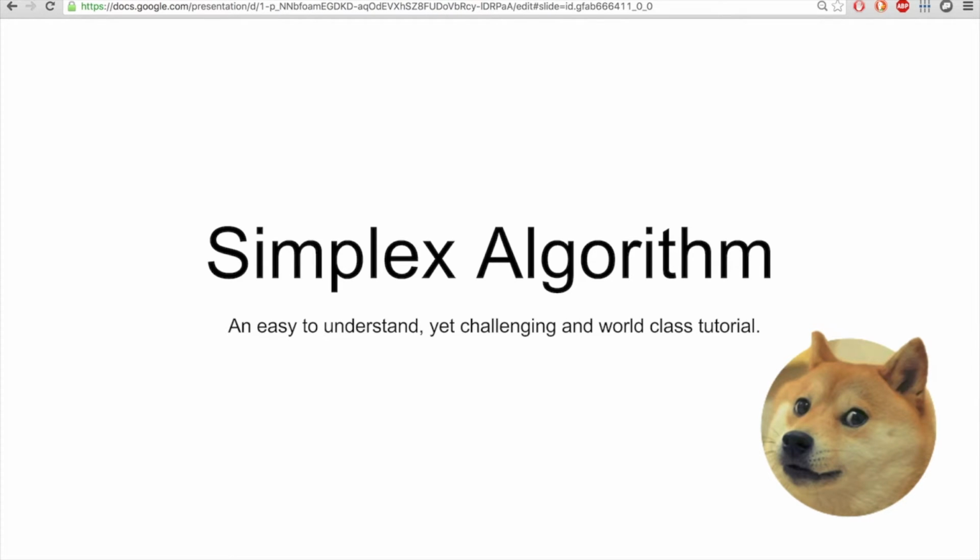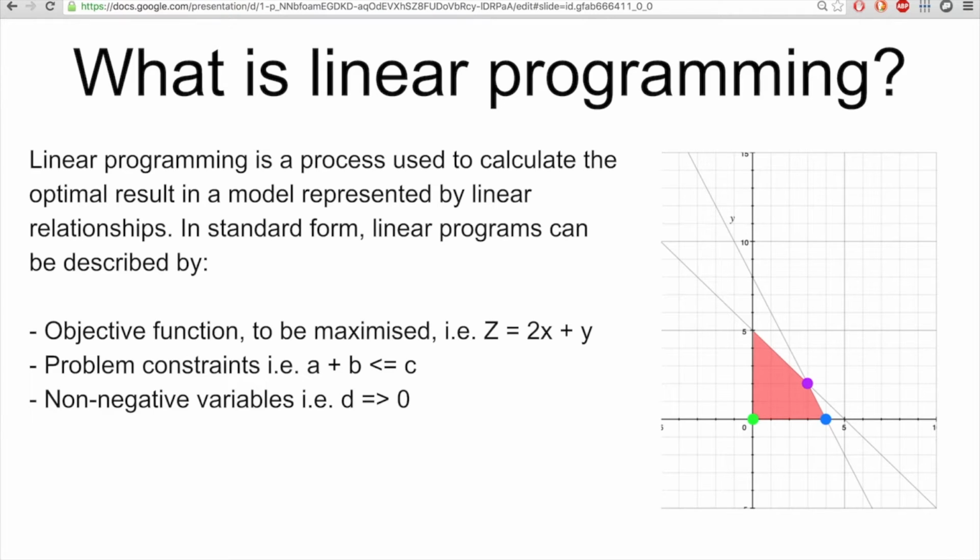Greetings! And welcome to this video tutorial of Dantzig's Simplex Algorithm, a method for solving linear programming problems. Linear programming is used to calculate optimal solutions to problems that can be modelled by linear equations. Problems can be described in a standard form, using an objective function to be maximised, problem constraints, and non-negative variables.